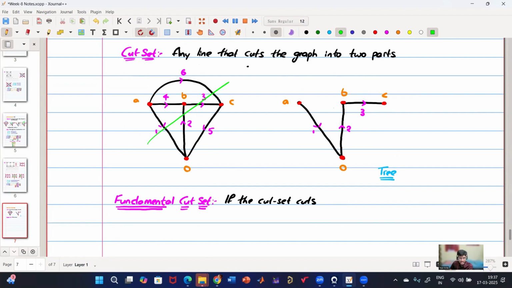So if you see this line that is cutting the network, it is also cutting 1, 2 as well as 3, right? It is cutting all these three twigs. If the cut set cuts only one twig, let me first write this, one twig, then it is called fundamental cut set. Okay. So now let me quickly complete this.